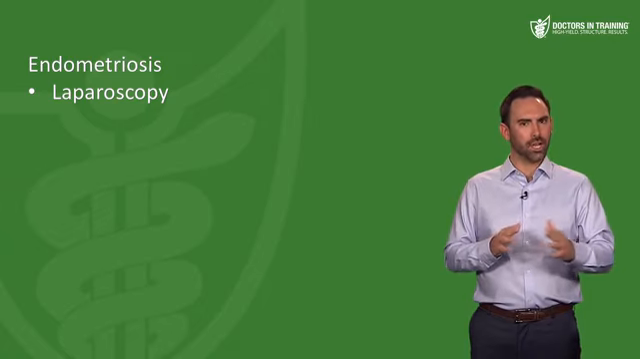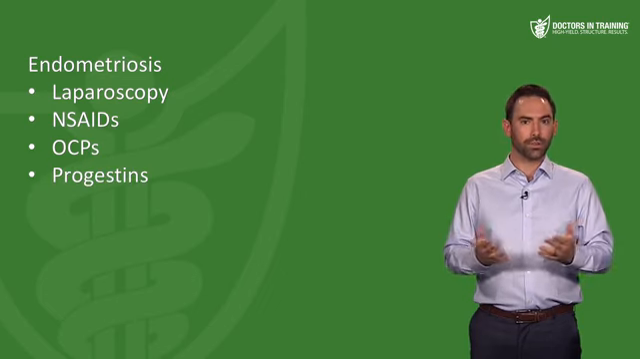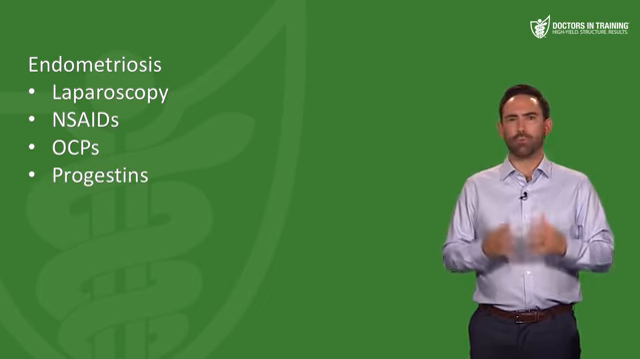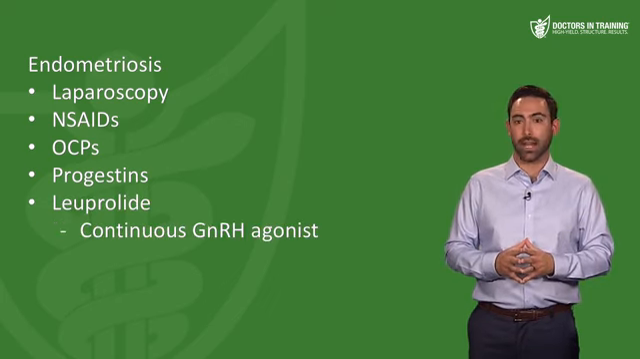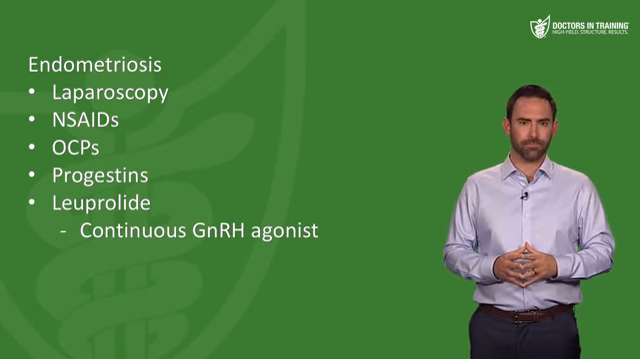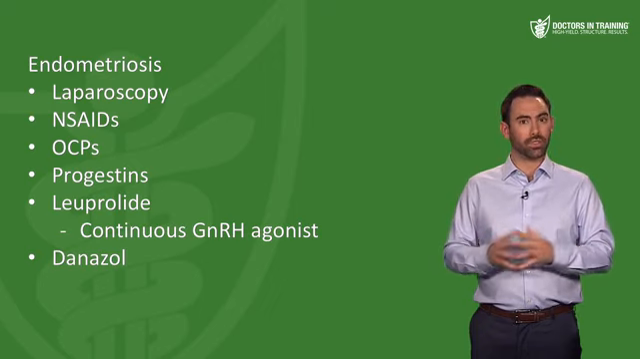Your other first-line treatment options include NSAIDs and OCPs. Progestins are also an option. They inhibit growth of endometrial tissue. For more severe cases, you might use a continuous GnRH agonist like leuprolide. We'll talk about leuprolide in more detail later in this lecture. And then danazol is another pharmacologic option, albeit one that's not used very often.